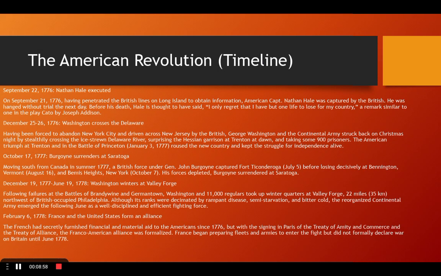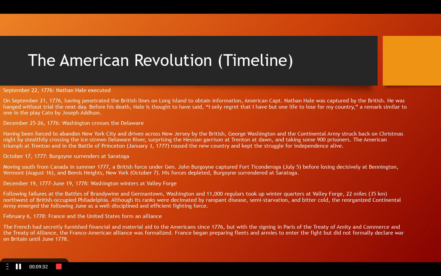September 22nd, 1776. Nathan Hale executed. On September 24th, 1776, having penetrated the British lines on Long Island to obtain information, American captain Nathan Hale was captured by the British. He was hanged without trial the next day. Before his death, Hale is thought to have said, "I only regret that I have but one life to lose for my country," a remark similar to one in the play Cato by Joseph Addison.